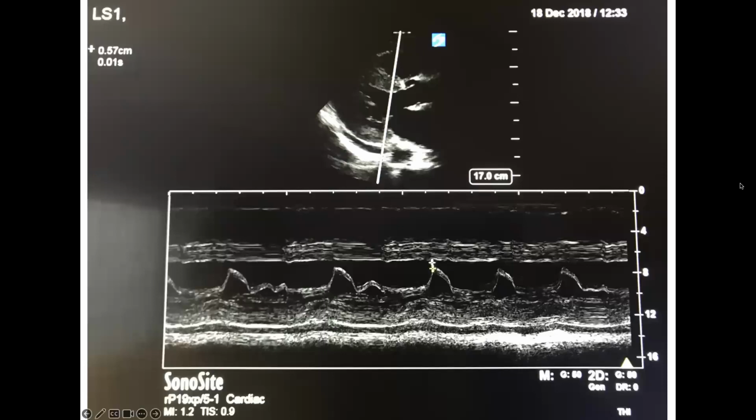So here's an example on the Sonosite. You've got M mode or motion mode through the anterior leaflet. You've got your E wave and your A wave, and you're measuring here this distance between the E wave and the septum. And this one is 0.57 centimeters, which would essentially correlate with a normal ejection fraction.